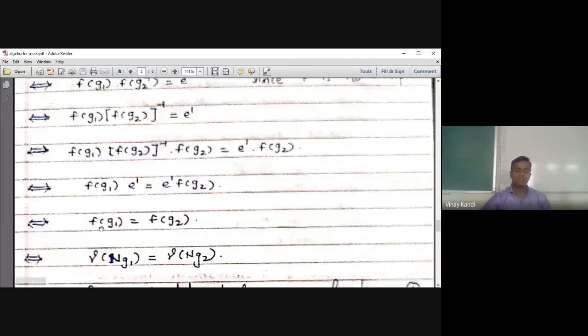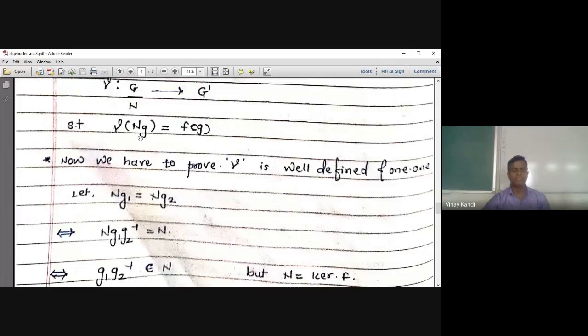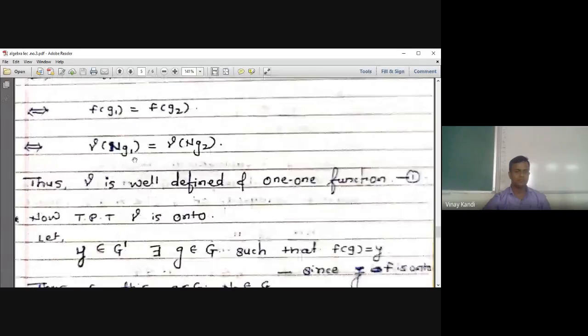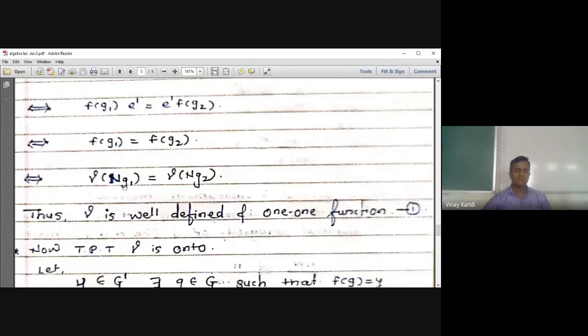Hence, f(G1) is equal to f(G2), but f(G1) is nothing but gamma of nG1 by the definition. By this statement, we define it like this: f(G1) is nothing but gamma of nG1 is equal to gamma of nG2. Thus, gamma is a well-defined function and a one-one function.